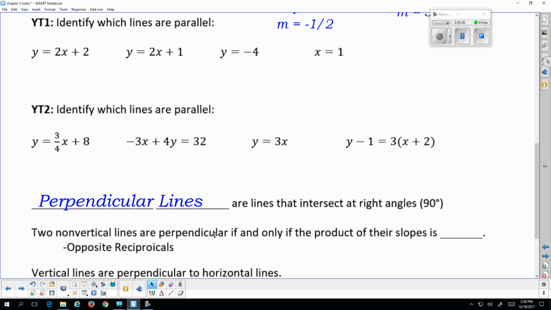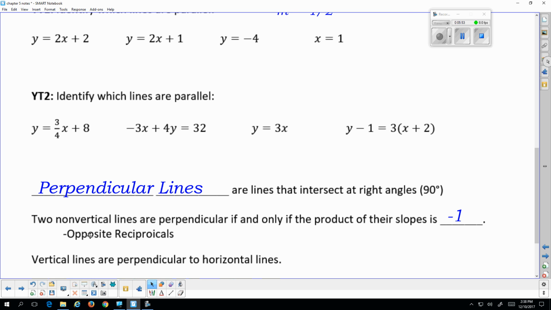So to start with, perpendicular lines are lines that intersect at right angles. So they're going to create a 90-degree angle when they intersect. And remember, we're going to talk about the slopes. With perpendicular lines, two lines are perpendicular if and only if the product of their slopes is -1. So basically, if you take the slopes and multiply them, you should get -1.